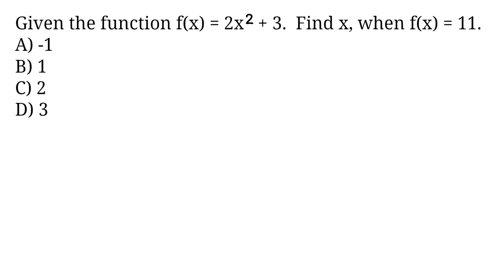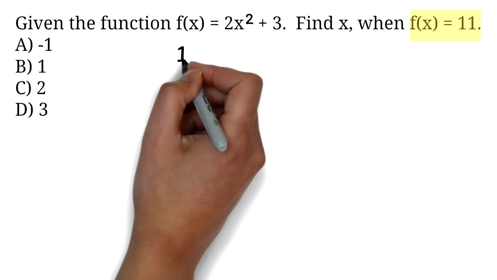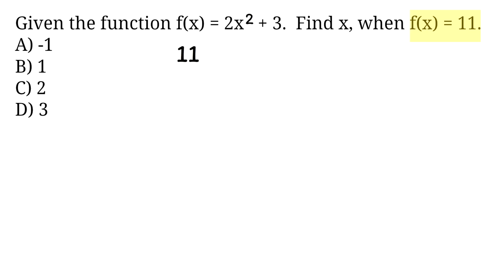Given the function f of x equals 2x squared plus 3, find x when f of x is 11. A, negative 1. B, 1. C, 2. D, 3. This is basically the same question. Here, you are rather given the f of x value. A lot of students assume this is the x value. So here, we will replace the f of x with 11. We have 11 equals 2x squared plus 3.